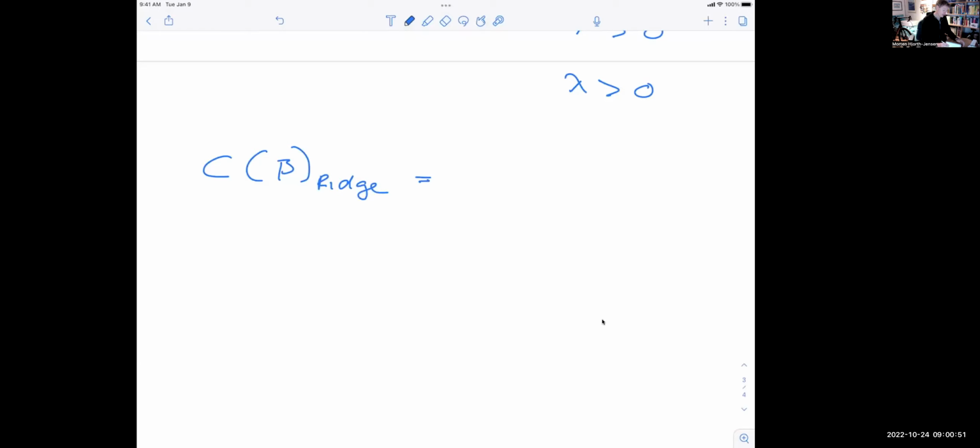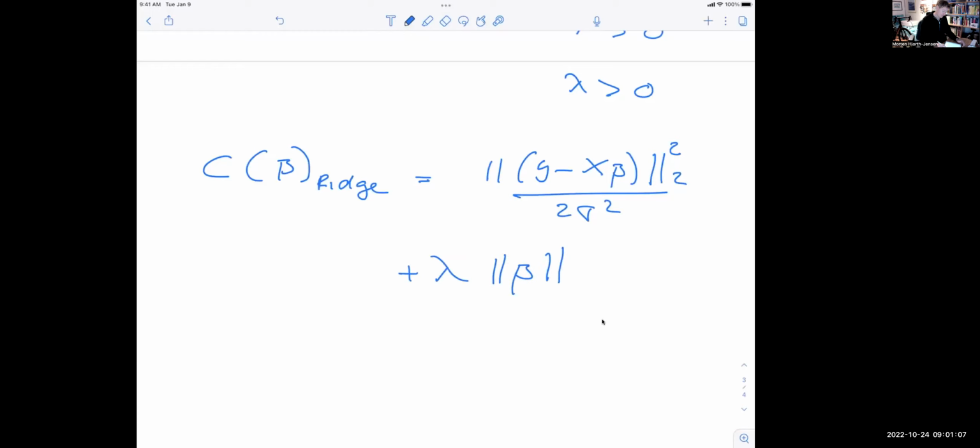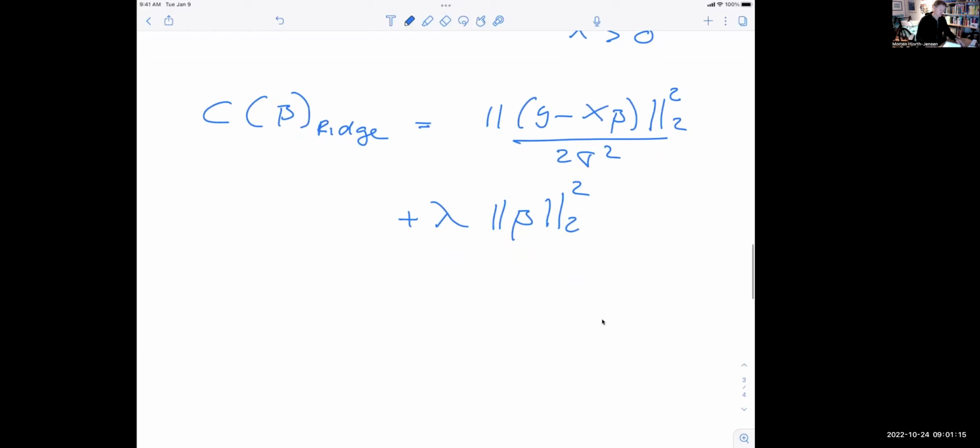When we take away the constant term, which is just y minus x times beta, and we have a constant here where we can put sigma squared equal to 1 plus lambda of beta and the norm 2 squared of the parameter beta. And this is our standard cost function for ridge regression.